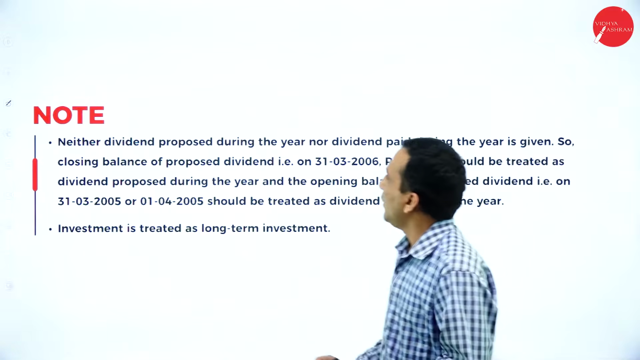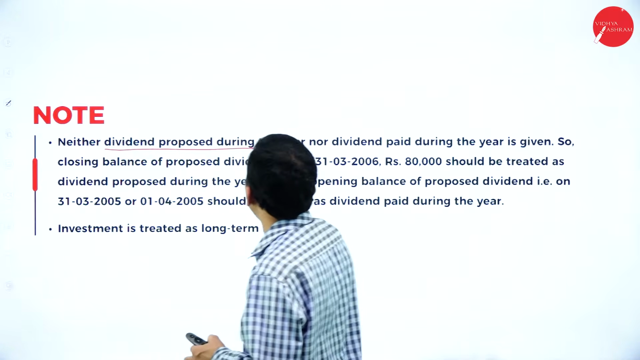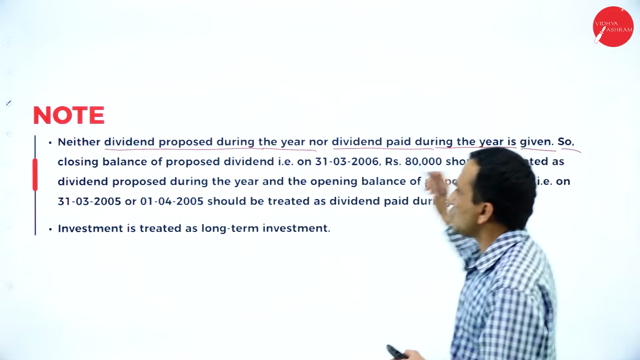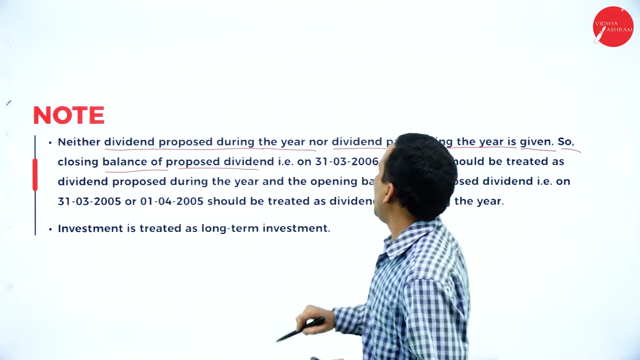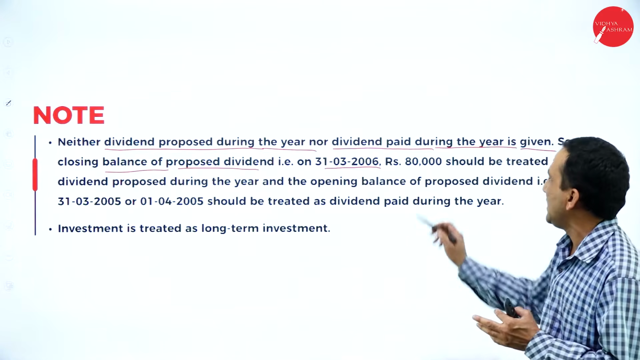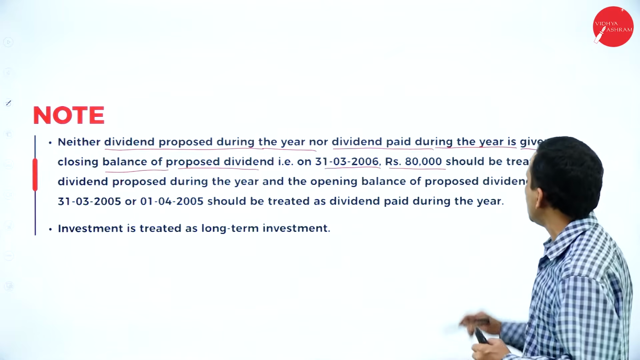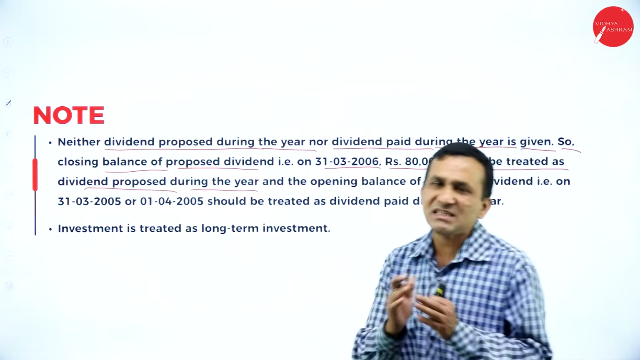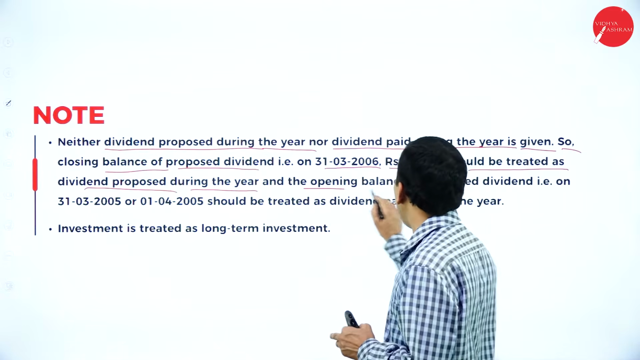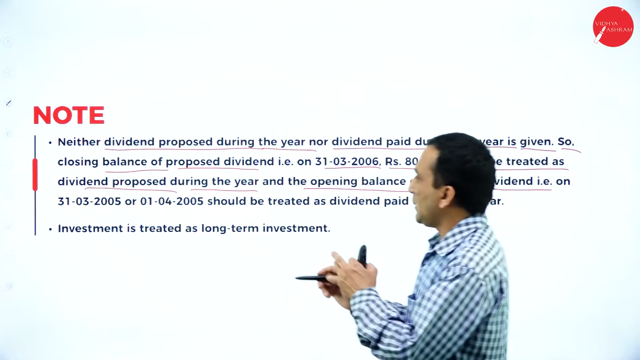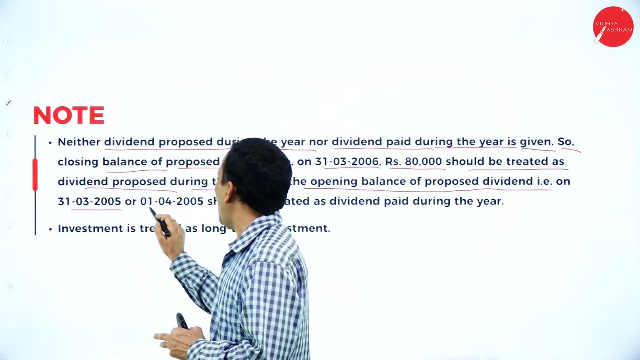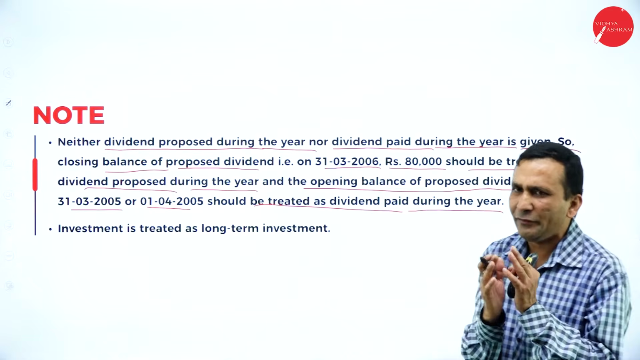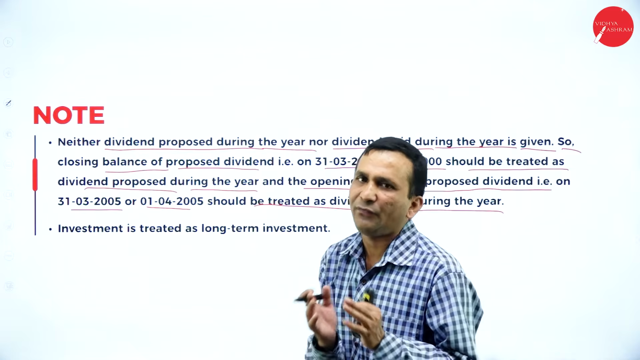Okay. So moving to the next one, neither dividend proposed during the year nor dividend paid during the year is given. No problem. The closing balance of proposed dividend on 31st March 2006, 80,000, is given. The closing balance should be treated as dividend proposed during the year. That means it is increasing. The opening balance of the proposed dividend on 31st March 2005, or 1/4/2005, should be treated as dividend paid during the year. Actually, whether it is of an increasing or decreasing nature, we can find easily.